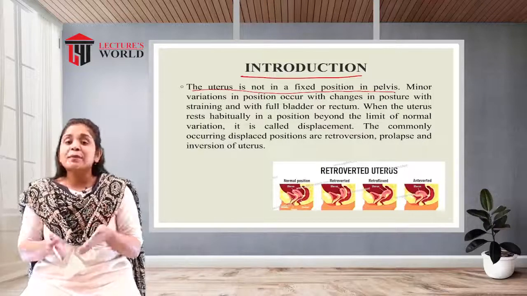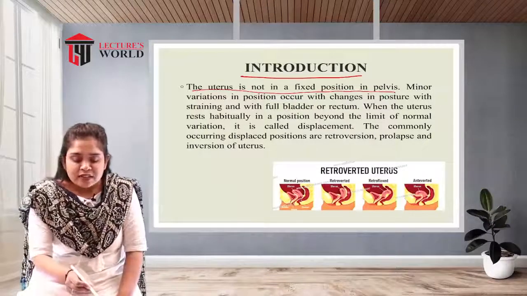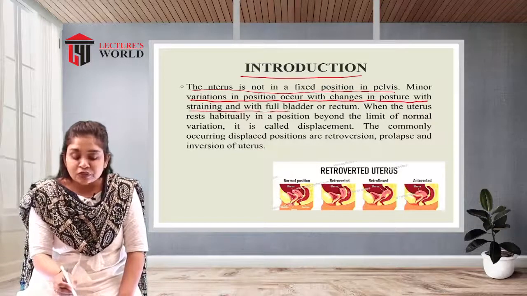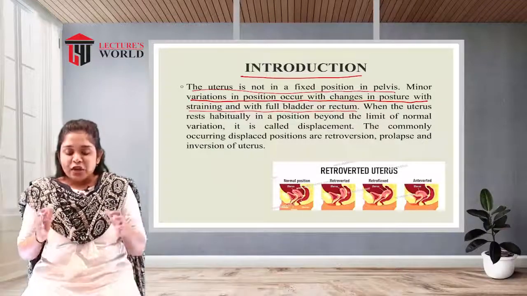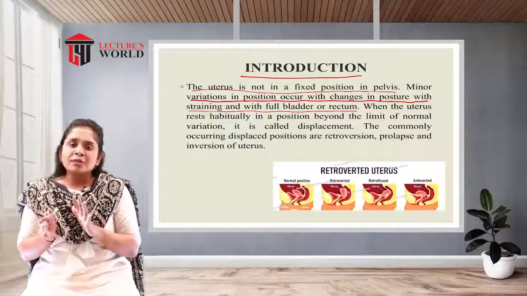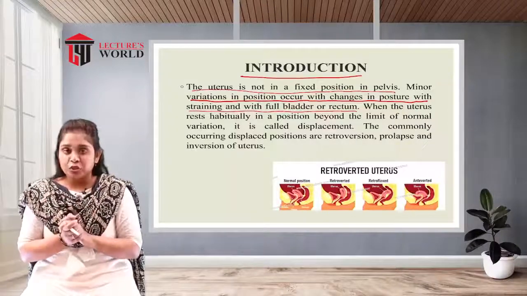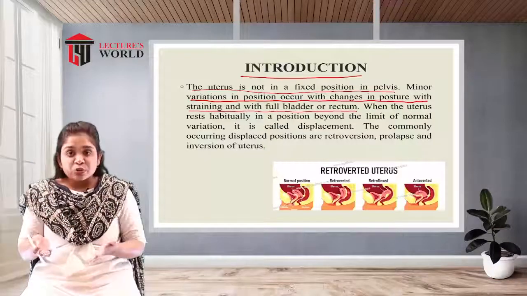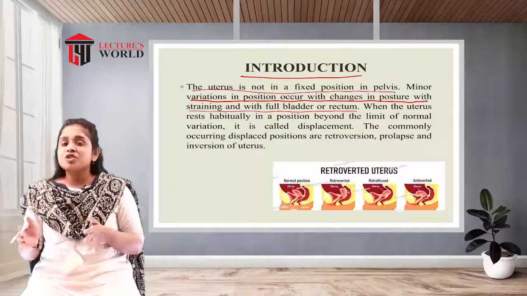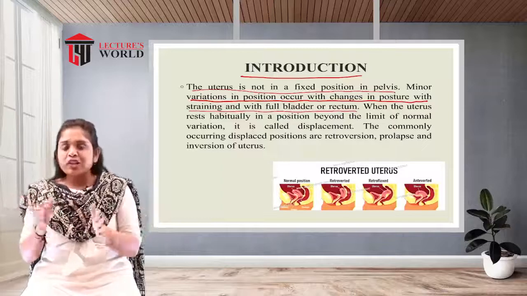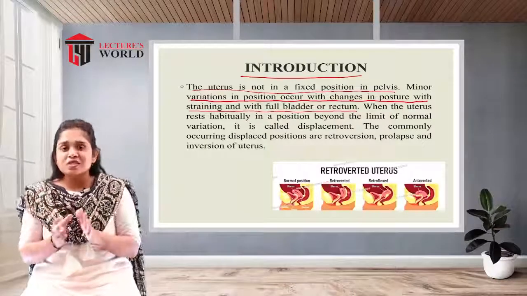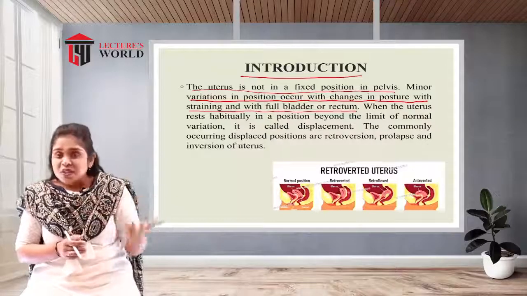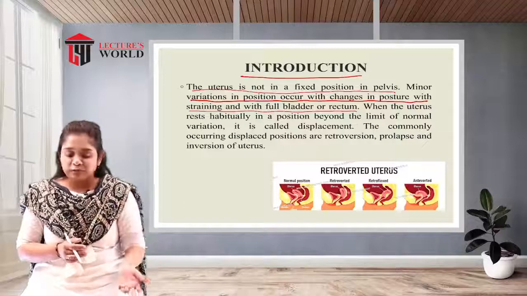Due to that, what happens? Displacement can occur. Minor variations in position occur with changes in posture, with straining, and with a full bladder or rectum. So minor variation in the position of the uterus comes when the bladder is full, when the rectum is full, when the woman is standing, or when she is in a lying position. According to the posture, the position of the uterus changes a little bit. Minor variation is normal, but when more variation comes, it is considered a displacement.